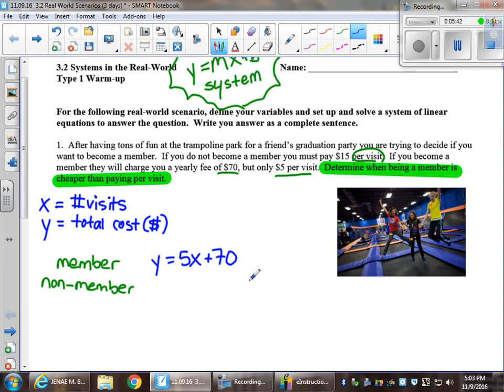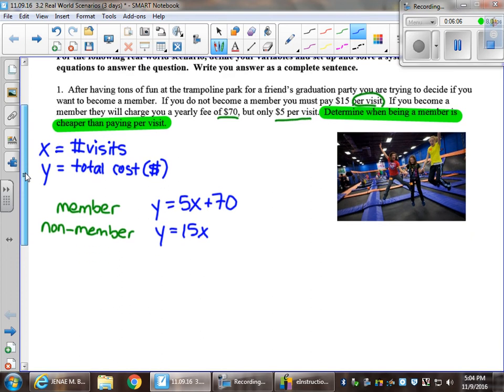What do we know about not being a member? If you do not become a member, you must pay $15 per visit. So that is y equals 15x. There is no initial cost. You just show up and you pay $15 every time you go. y equals 15x.